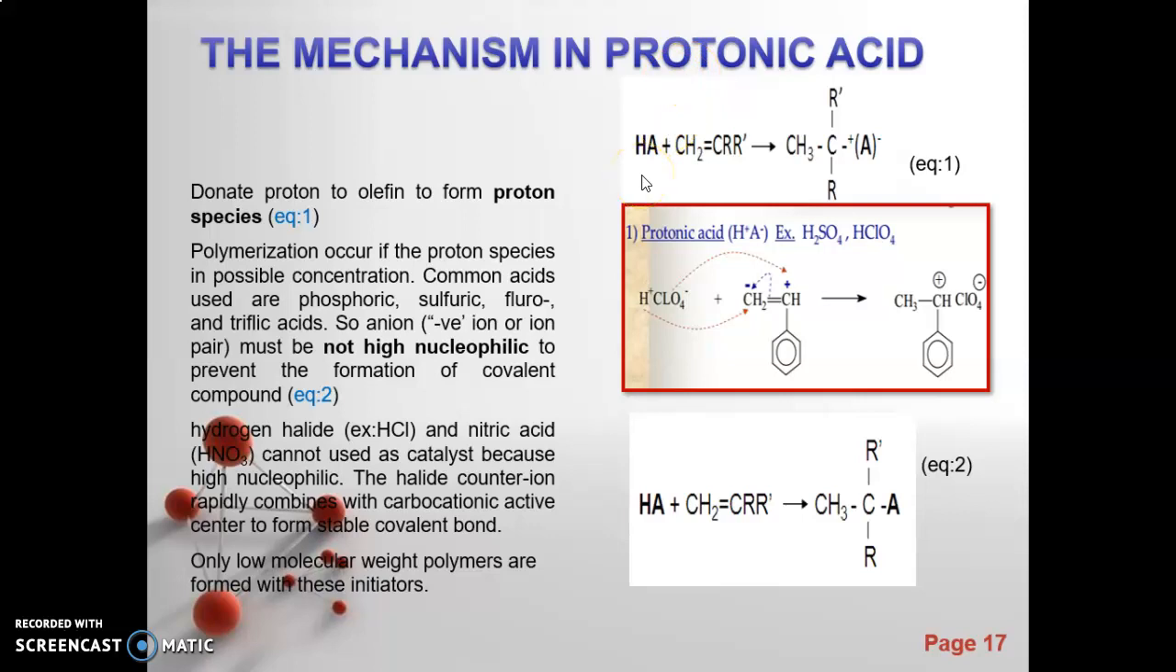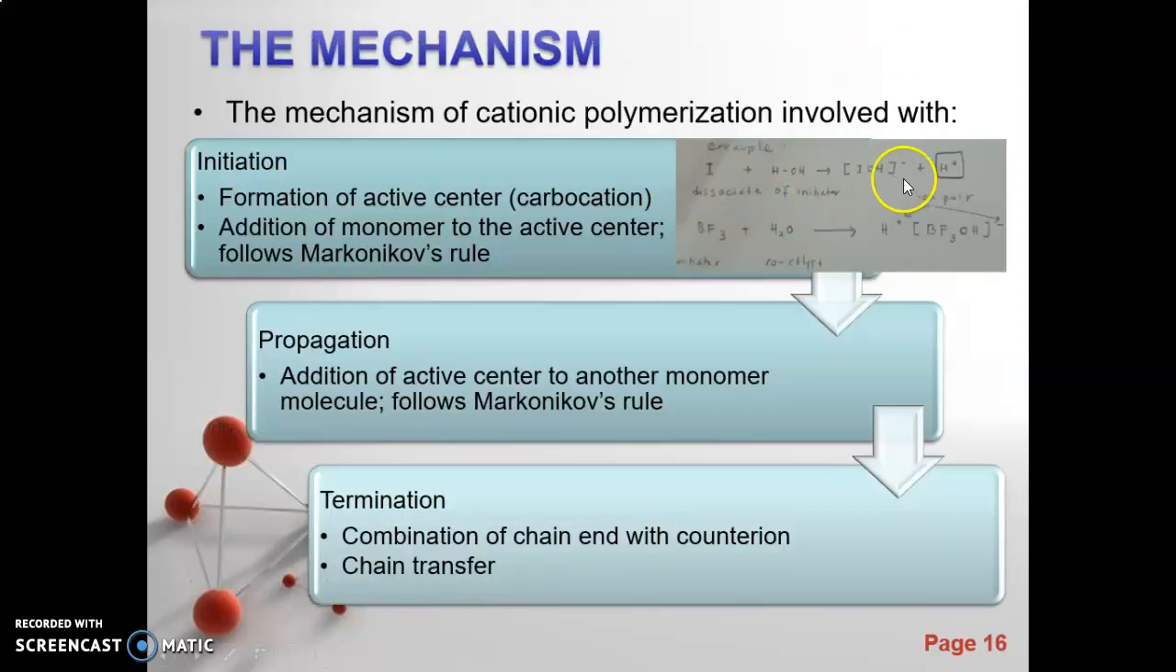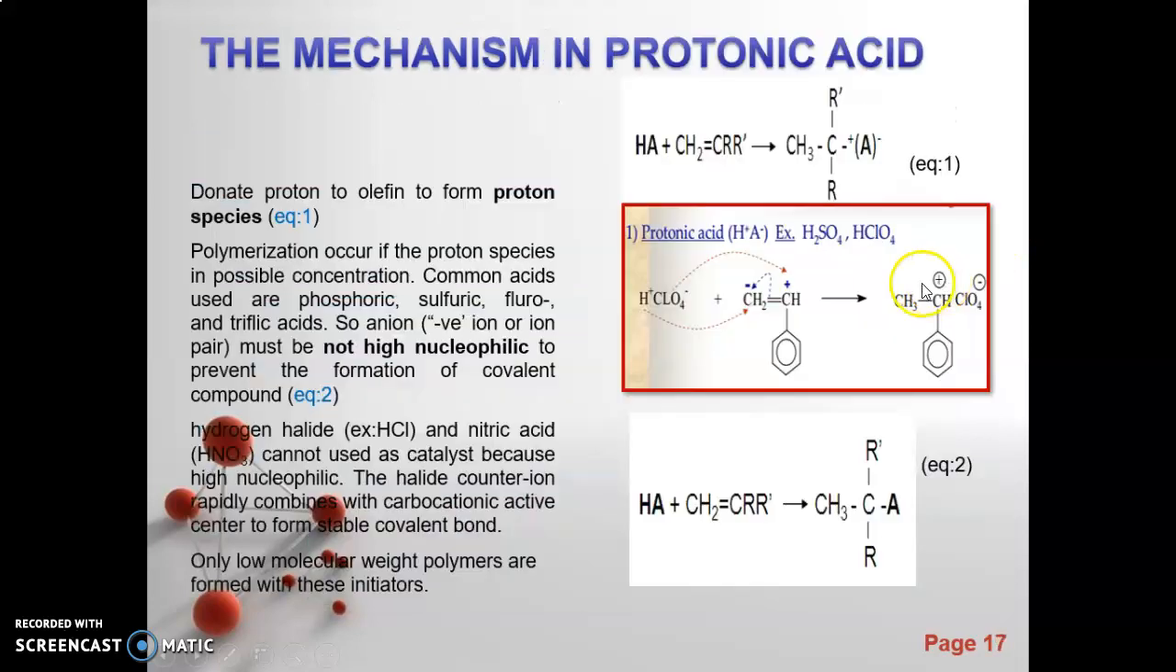Okay, this is the mechanism in protonic acid, which is the mechanism in overall of cationic polymerization. Okay, HA here is the proton and counter ion. It is the result of the dissociation of initiator. Okay, yang saya tunjuk tadi. Yang ini. Kan? Yang ni adalah HA lah. Which is H is the proton and BF3OH with the negative charge is a counter ion. Kita panggil counter ion. Alright.